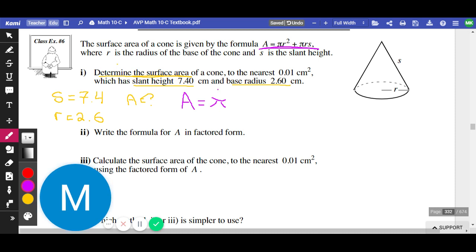Instead of r, I'm going to put in 2.6. I'm going to use brackets to do that. I actually want that square to be purple. Then they go plus pi r times s. I'm going to change r to be 2.6. Then I'm going to change s to be 7.4.